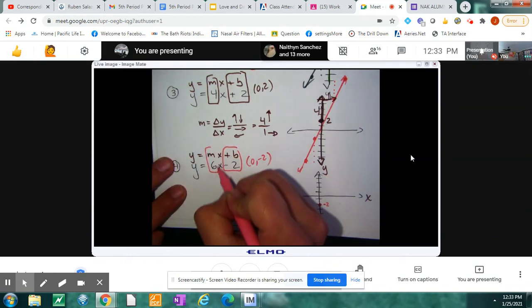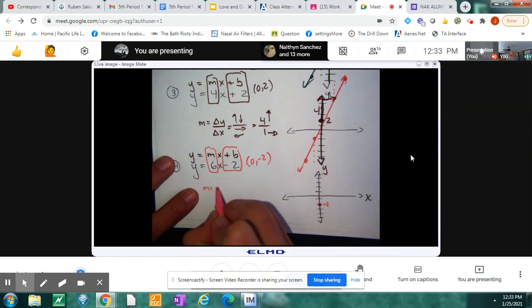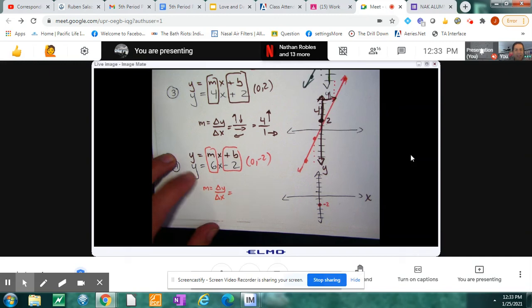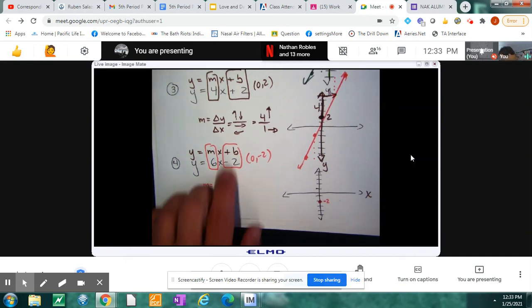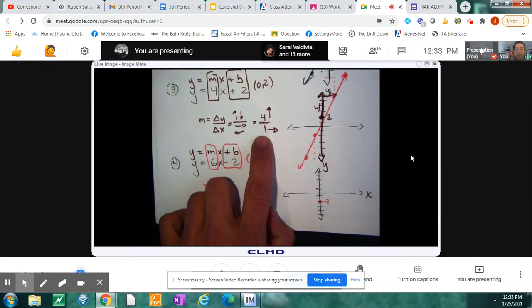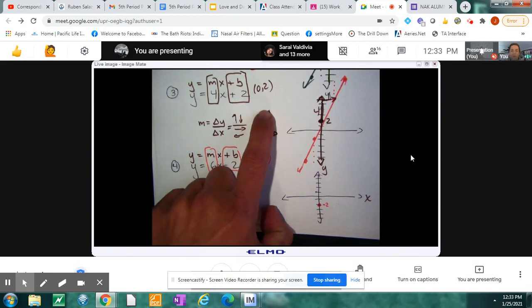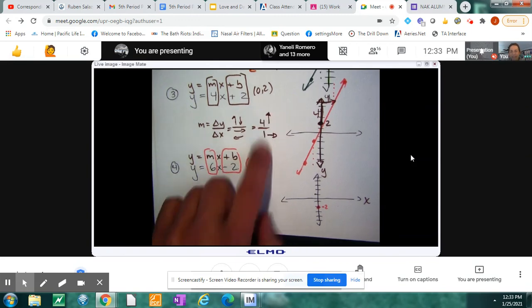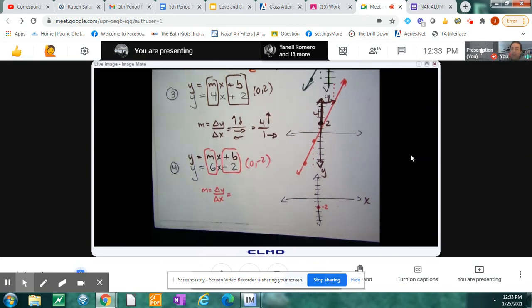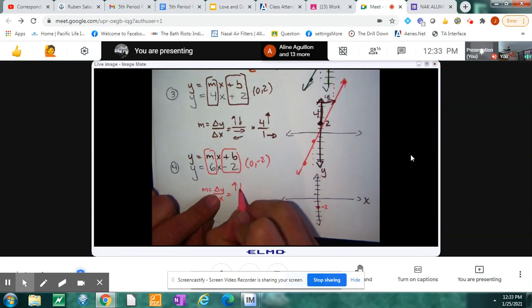Your m is the change in y over the change of x. So I think it was Matthew Sanchez, make sure you have this 4 over 1. I think you put 0 over 2 or something like that. Make sure you just correct it. I still gave you the full points. All right. And then remember, rise over run.